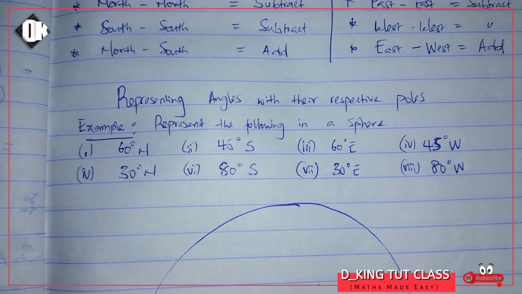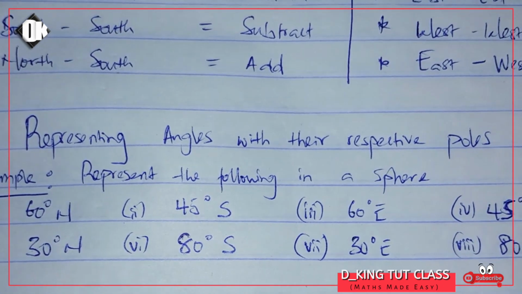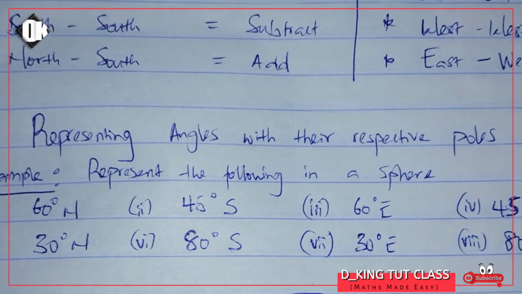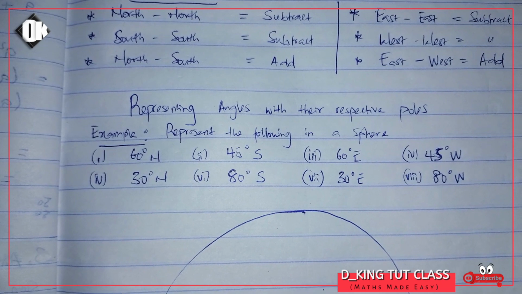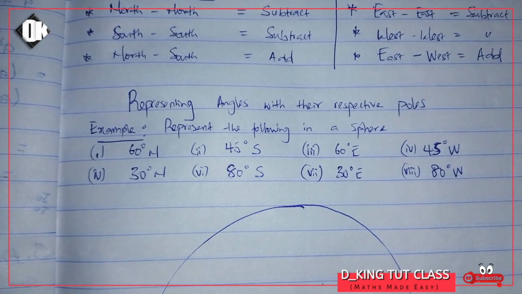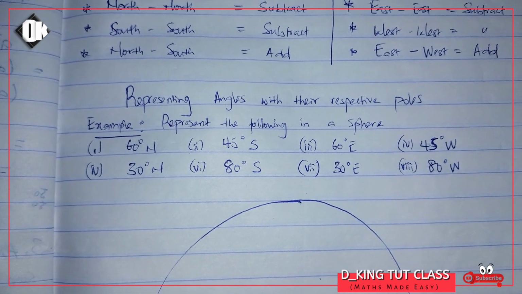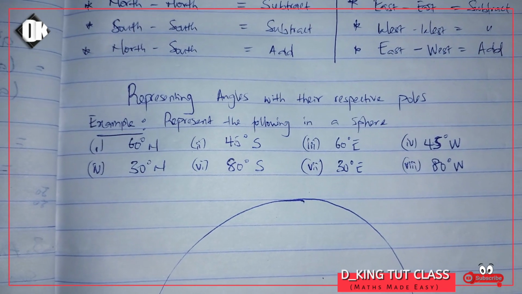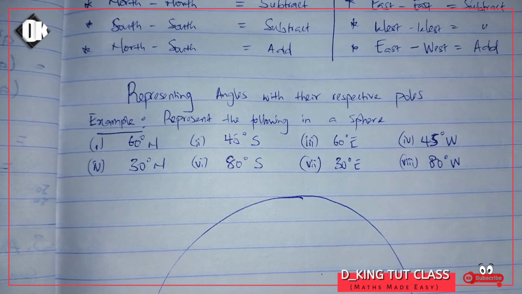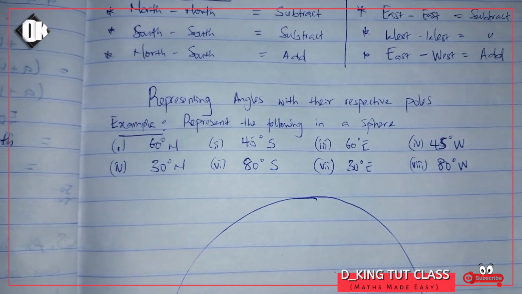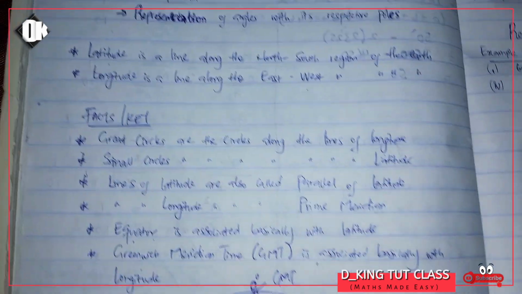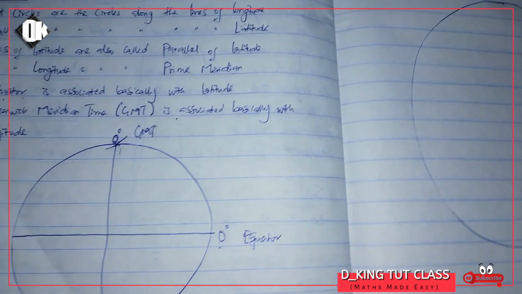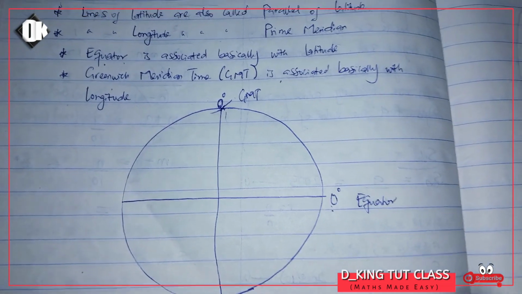Okay, in today's class, we're looking at representing angles with their respective poles under latitude and longitude. Remember we said lines of latitude are also called what? Parallels of latitude. Lines of longitude are also called what? Prime meridian. And we said great circles are associated with what? With lines of longitude, and small circles are associated with what? Lines of latitude.